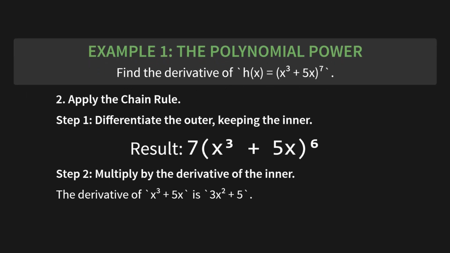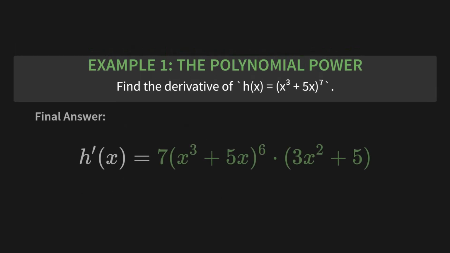Step 1. Differentiate the outer, keeping the inner. So our result is 7 times, and we just slot that inner function right back in there. 7 times the quantity x cubed plus 5x, all raised to the 6th power. Now step 2. Multiply by the derivative of the inner. We found that the derivative of x cubed plus 5x is 3x squared plus 5.